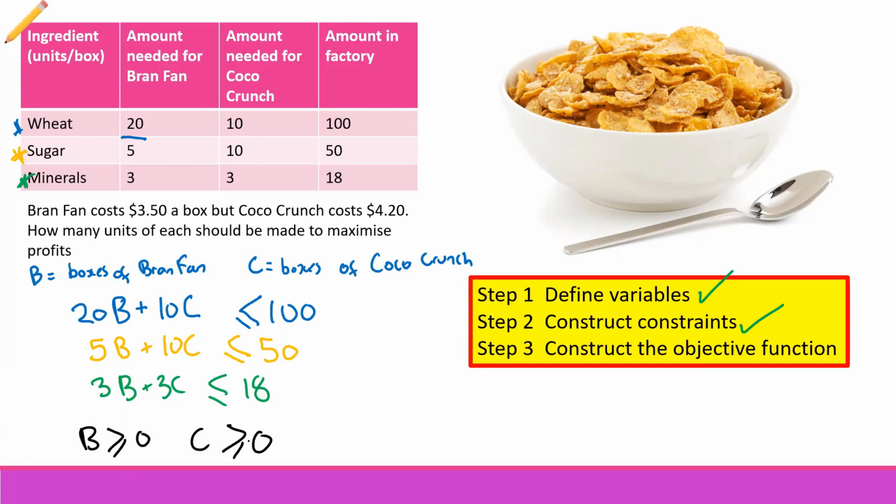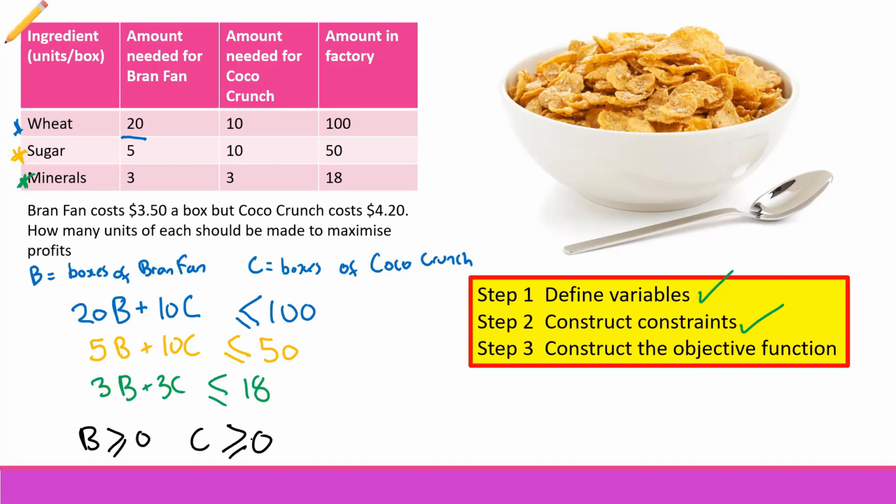And again, it's one of those ones where you're probably like, yeah, I know that makes sense. But it's always worth putting down so that you don't get to the end and go, hey, this would be perfect if I had -5C. And then I'm like, you can't have -5 boxes of Cocoa Crunch. It doesn't make sense. So now we're going to try and construct an objective function.